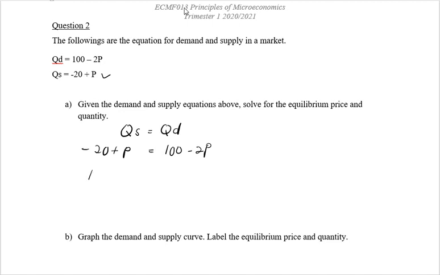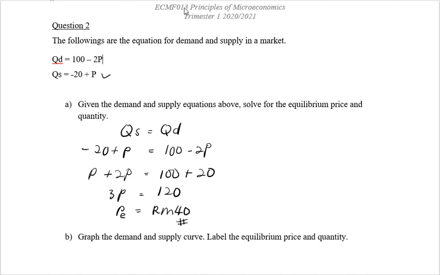So negative 2P, you bring to the left, it will be positive plus 2P, and then 100. This negative 20, you bring to the right side, it will be plus 20. So here you get 3P, here you get 120. So P equals RM40. That is the equilibrium price. So now you have the price, what you need to do next is find the equilibrium quantity.